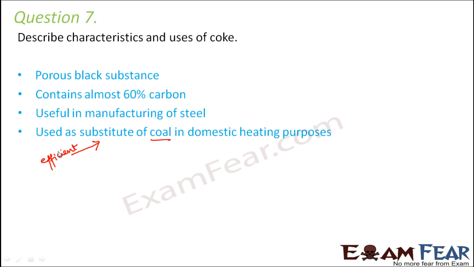It is also found that those components of the coal which actually cause a lot of pollution when coal is burned get removed during the process of formation of coke from coal. So that way coke causes less pollution when compared to coal. So these are some of the advantages of coke, due to which it is used in domestic heating purposes as a substitute to coal.